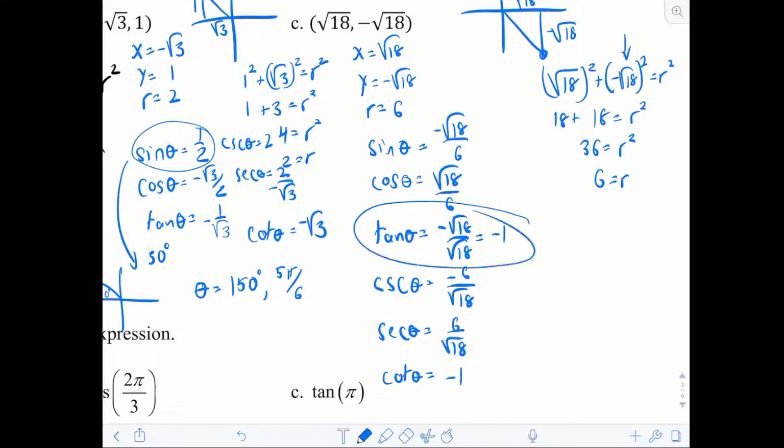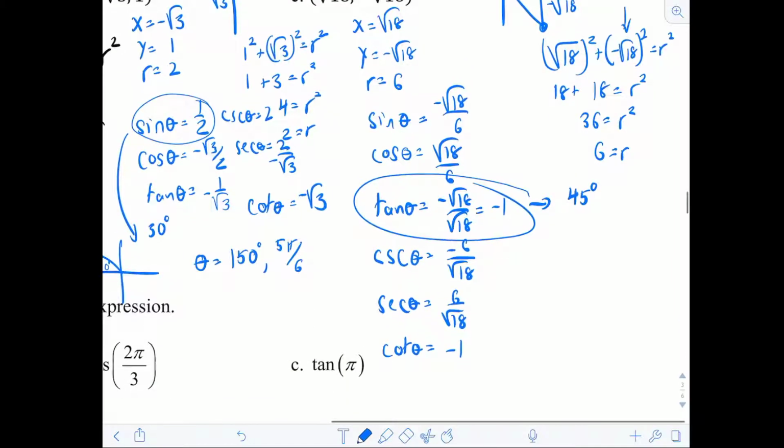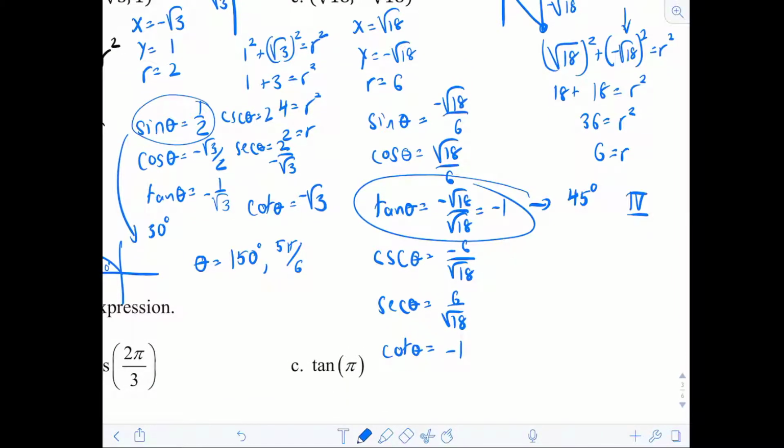So when is tangent negative 1? Well, that would yield a 45 degrees. But since it's also in the fourth quadrant, that would mean that it's going to be right here, 45 degrees. So we're going to go all the way around. So it's going to be 315, or 7 pi over 4 is going to be your answer for theta.